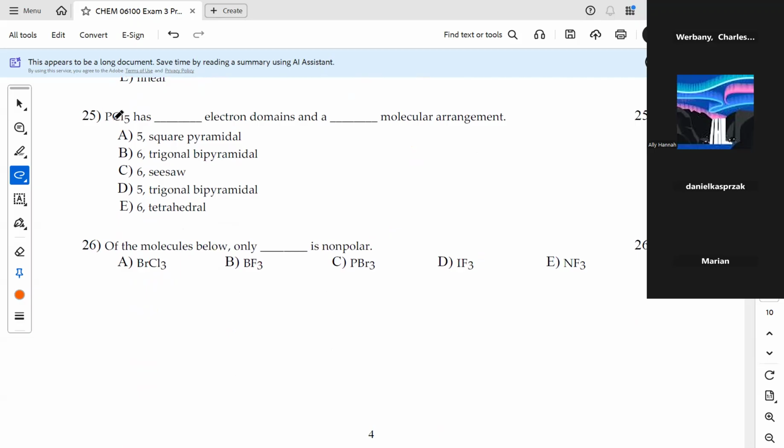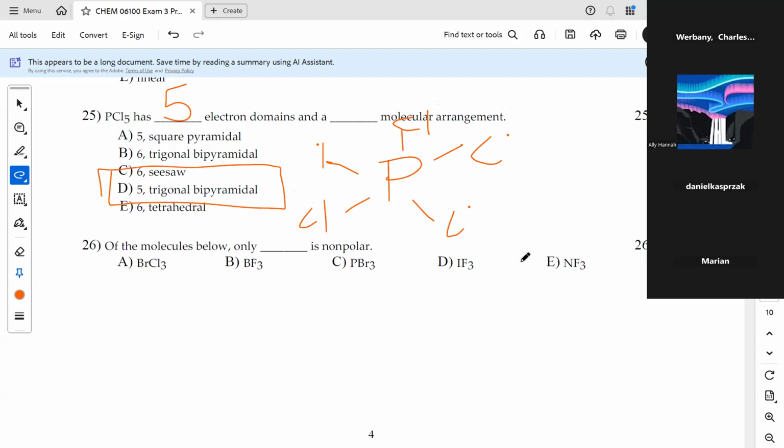PCl5 has, what do we have? 5 electron domains, right? We would have P with 1, 2, 3, 4, 5 chlorines surrounding it. You get the picture, right? These are all chlorines. And a blank molecular arrangement. So this was the trigonal bipyramid when we have 5 electron domains and they're all bonding. So that's again mainly memorization. So trigonal bipyramid, 5 electron domains, all are bonding groups.